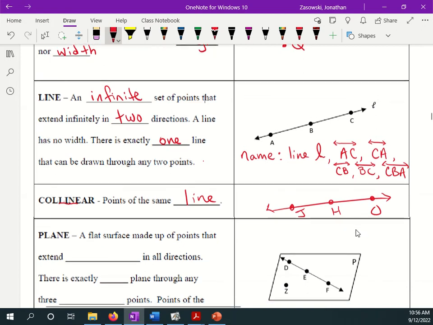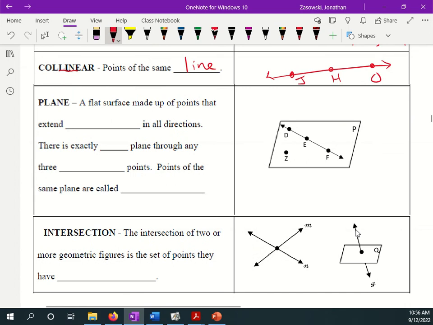Okay. Next term is called a plane. So we can't draw a plane because a plane technically goes on forever. So it's a flat surface like your desktop or the floor, okay, or the wall. Those are all examples of planes, all right? It's a flat surface made up of points that extend, we could say forever or infinitely. We'll just say forever, in all directions. Okay.